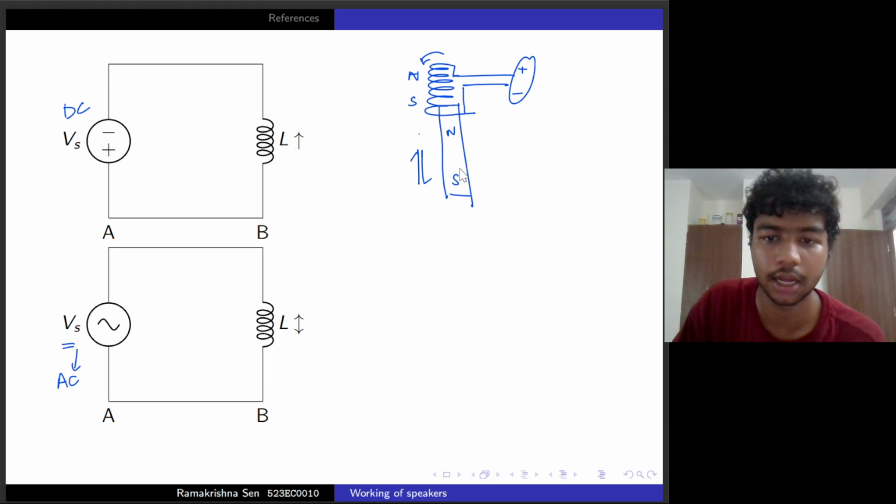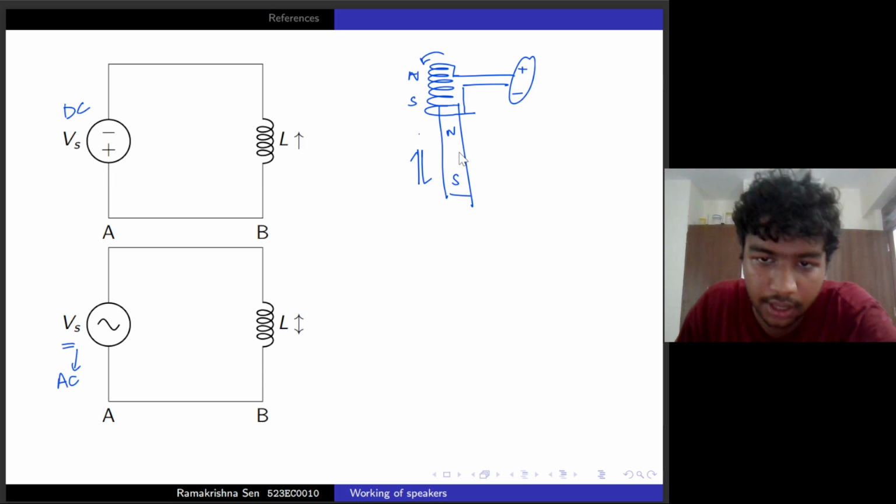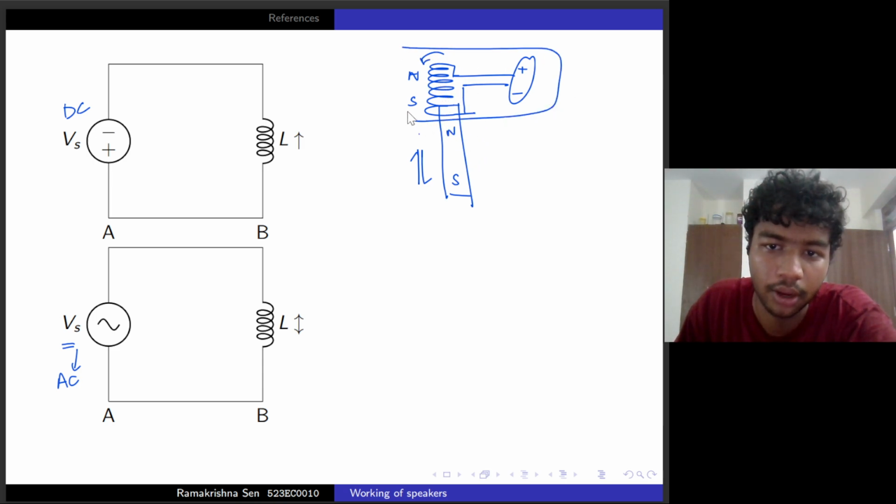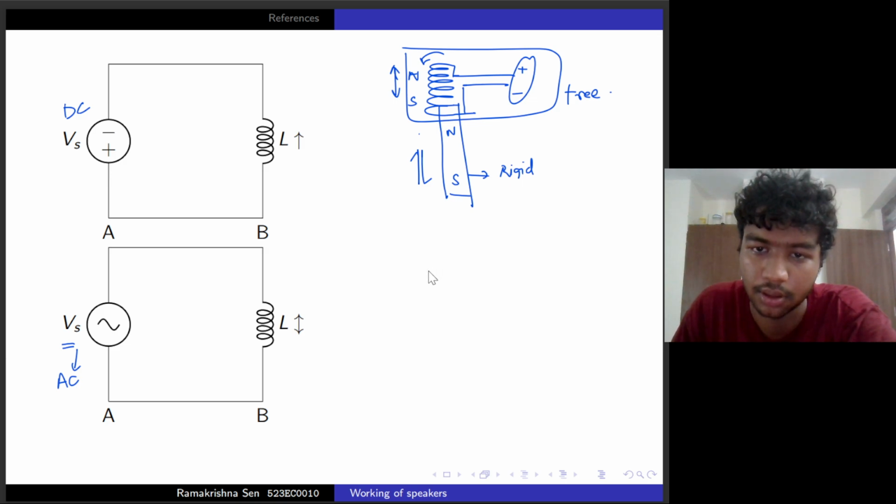So there's a pull and a push force present, which is actually making this coil move up and down. If we keep this coil free and this magnet rigid, you can very well see why this element will start to oscillate up and down, right? This same system is very useful to create mechanical vibrations, since we are able to control these mechanical vibrations using input current I.